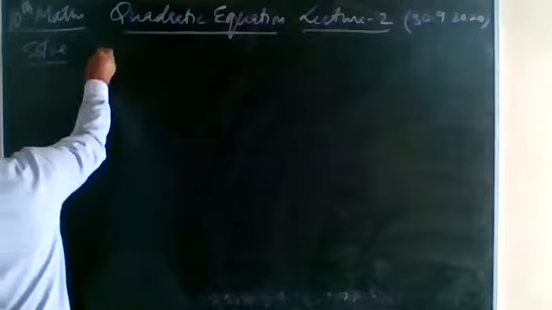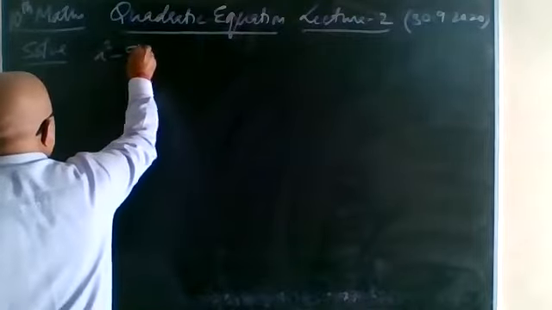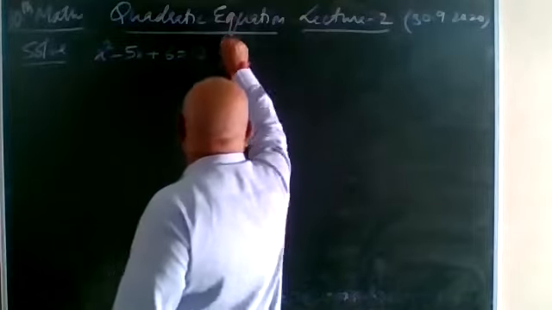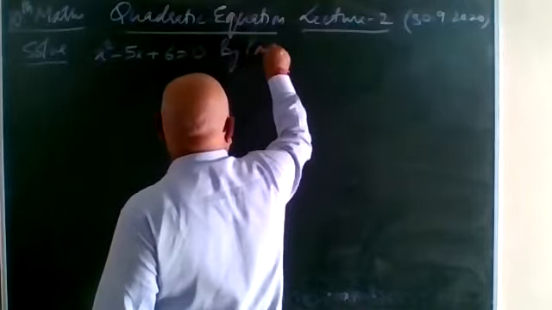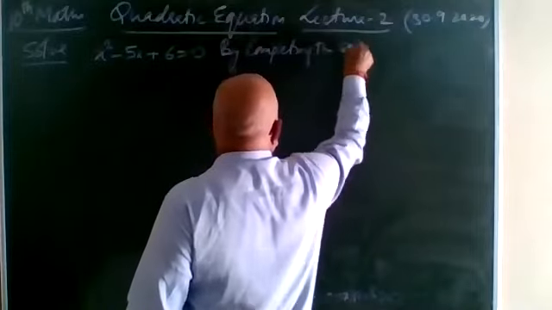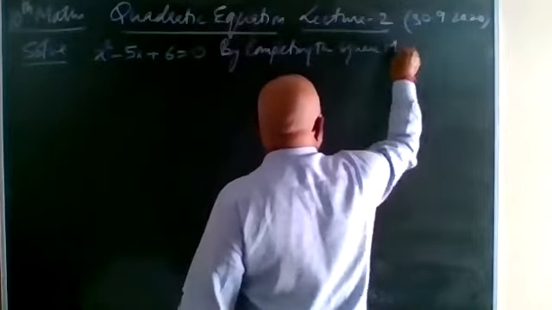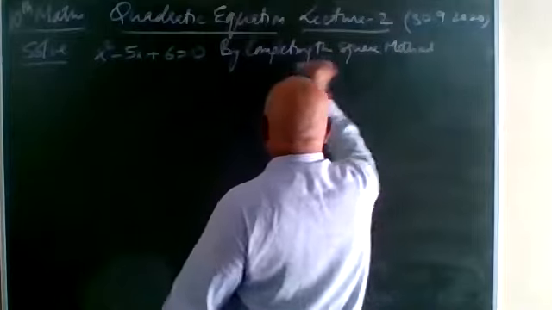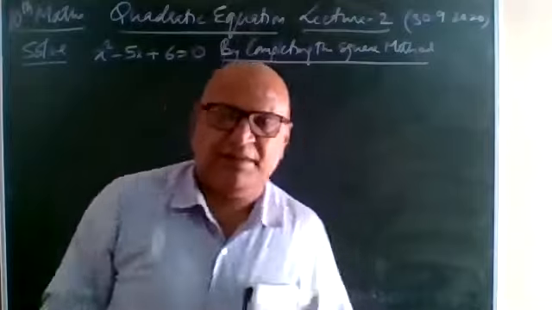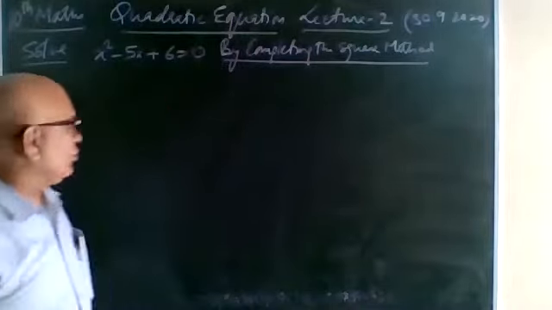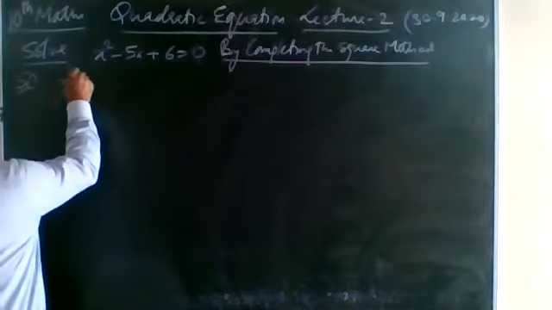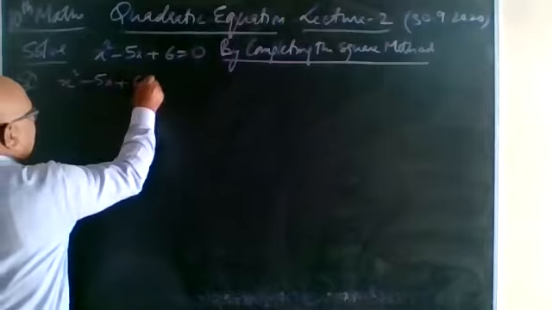Now, completing the square method. Solve x square minus 5x plus 6 equal to 0 by completing the square method. This method is not coming this time, it is deleted, but I am explaining this. So the solution: x square minus 5x plus 6 equal to 0.